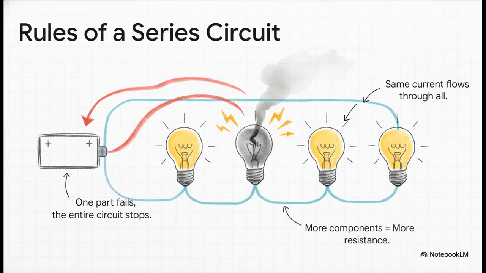Well, first, the same amount of current has to go through every single component. But the voltage, that electrical push, it gets split up between them. And here is the Achilles heel. If any single part in that chain breaks, the entire loop is broken. The road is closed, all traffic stops. And that right there is why one bad Christmas bulb takes the whole string down with it.